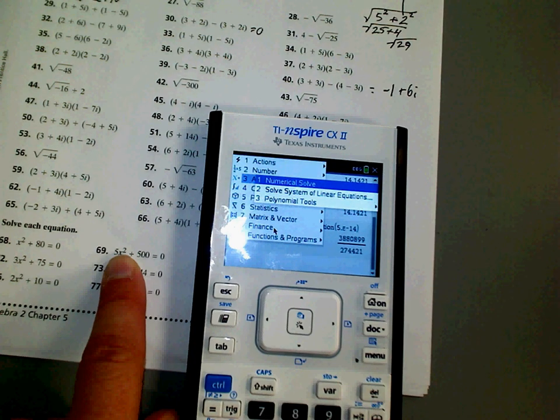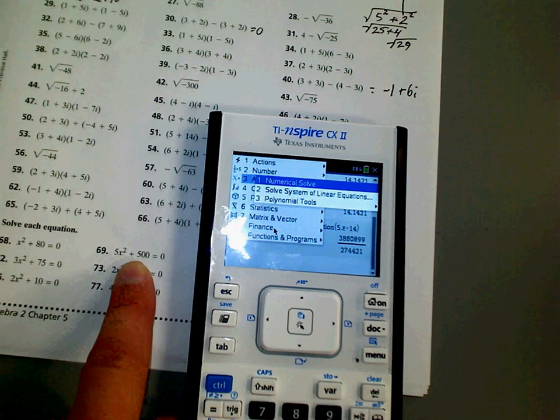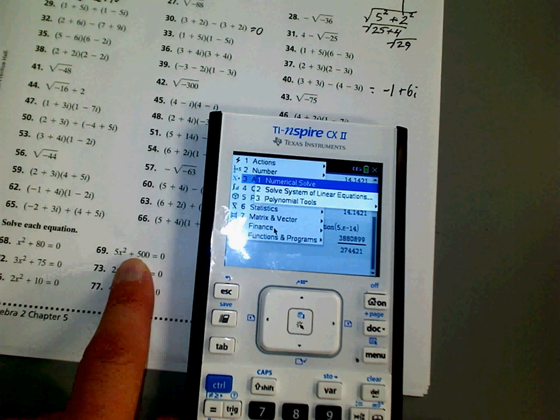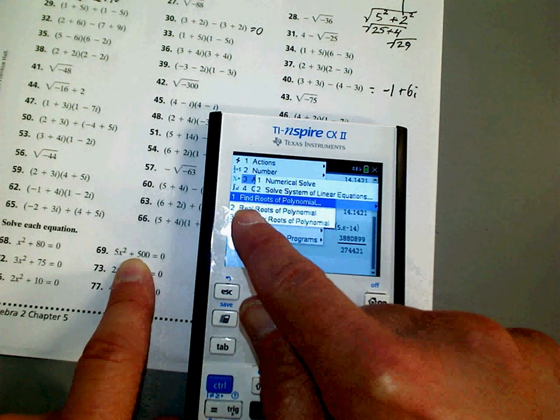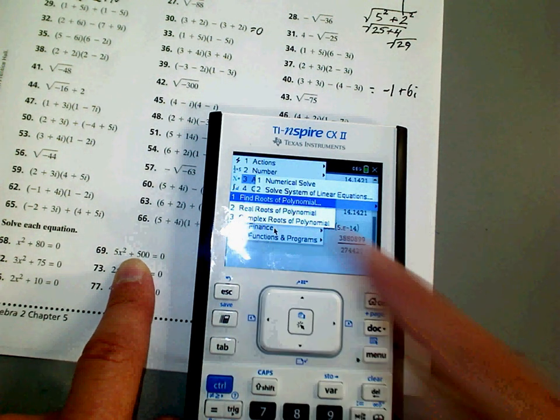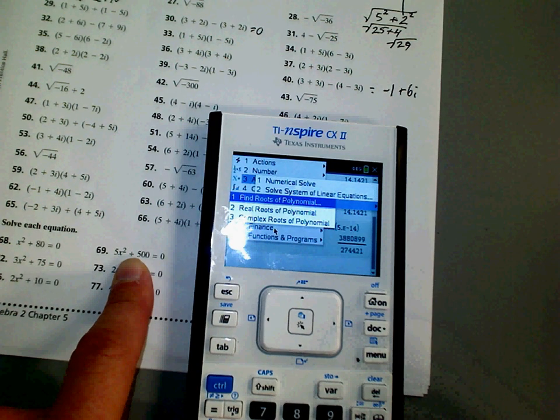Numerical solve will do it? Does it do it? That's how I was doing the other day. I don't know if numerical solve will do it. Let's try polytools, because that is a polynomial. And that says find roots. This says real roots or complex roots. I'm assuming we're going to get some complex roots, don't y'all? So let's just go to complex roots.